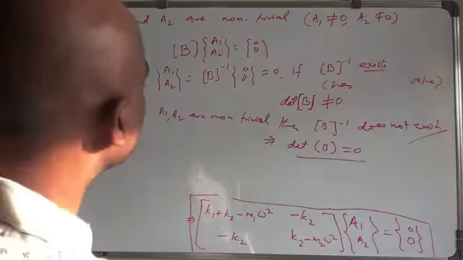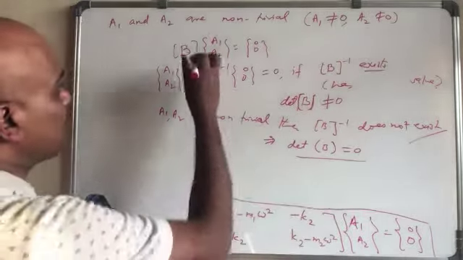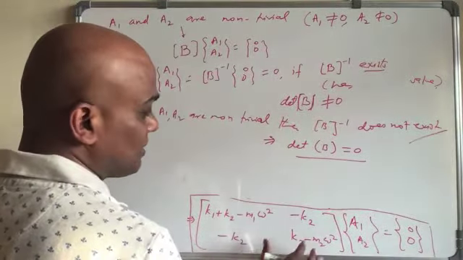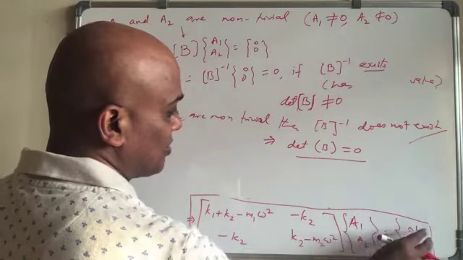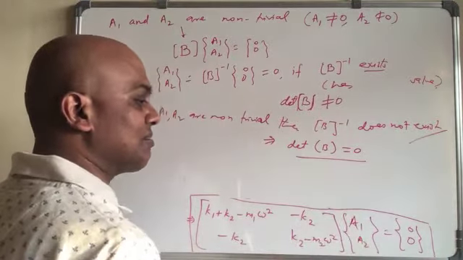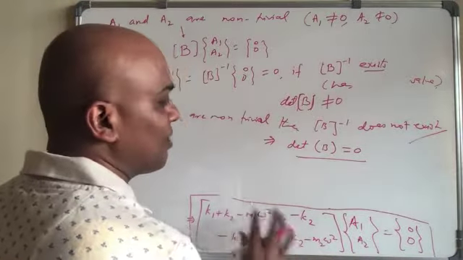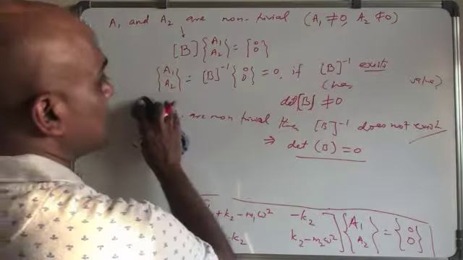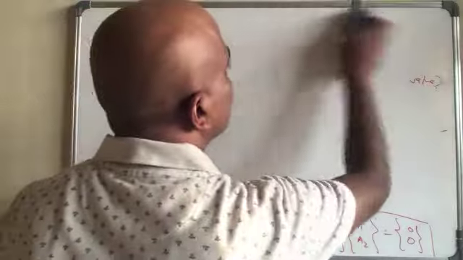So we will apply the same strategy. In this case, this is the B matrix, right? So the B matrix multiplied by this vector A1, A2 equals 0. If A1 and A2 definitely have some value, that means the determinant of that has to be 0. Then only it's possible, otherwise it's not. So we are going to find the determinant of that.